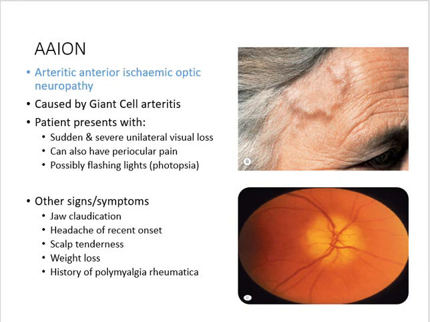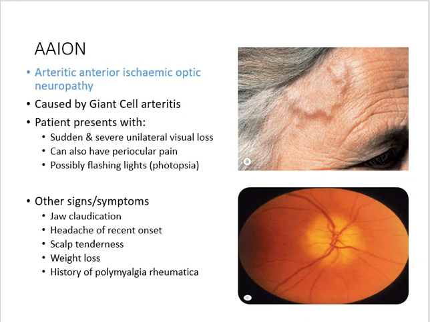Let's have a look at the next optic neuropathy, and this is arteritic anterior ischemic optic neuropathy, and it's caused by something called giant cell arteritis. Patients present with sudden and severe unilateral vision loss, and they can also have periocular pain, so pain around the eye, and maybe photopsia, which is flashing lights.